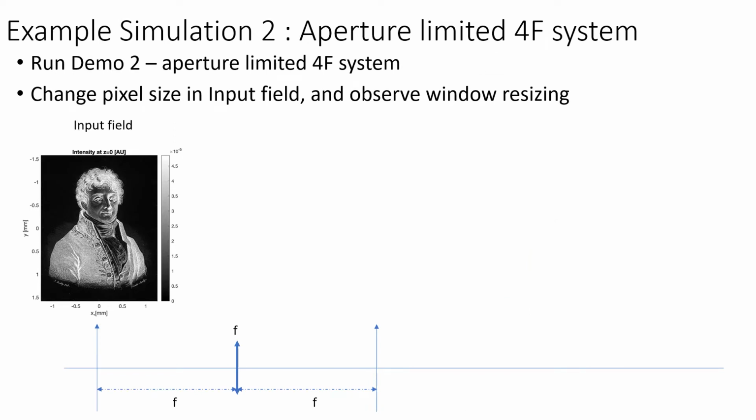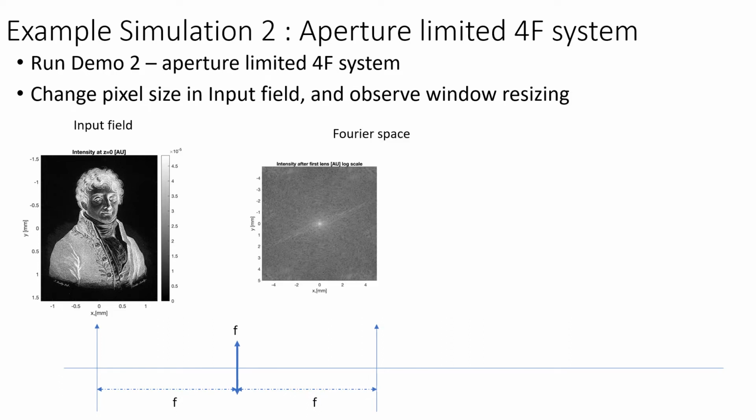Our second simulation utilizes this function to simulate the propagation of light through an aperture-limited optical system. So here's our input field. It's an image of Mr. Fourier, which we picked because it has high and low spatial frequency features. Using the simulation of an FF system, we can calculate the field in the Fourier domain. Well, this is what we find.